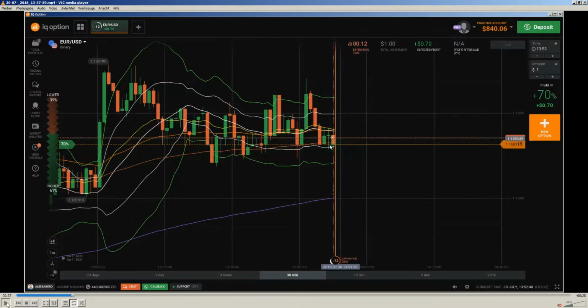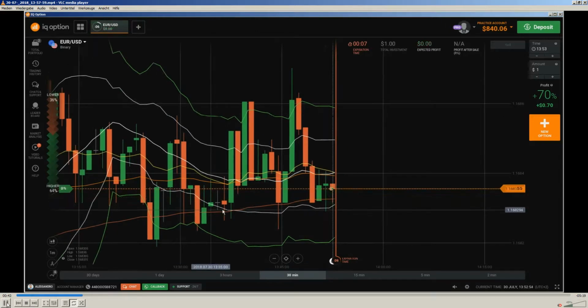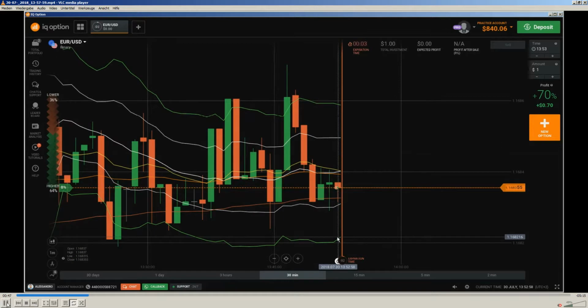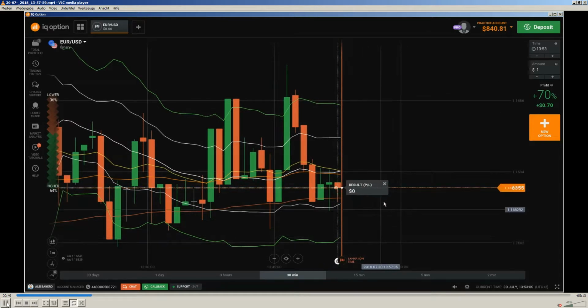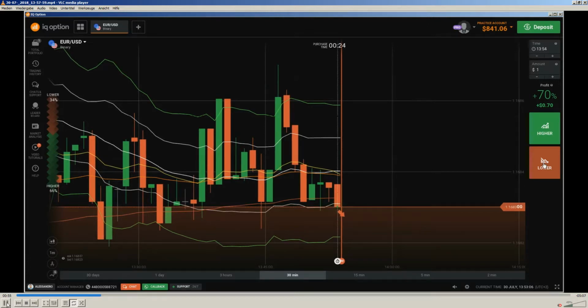So let's see what's happening. I zoom in, you see how price is pushing down. Yes, it's the evening star, what I was expecting. And in the last few seconds of the expiration time, this trade is gone. What is gone? Draw. Yes, it was a tie.